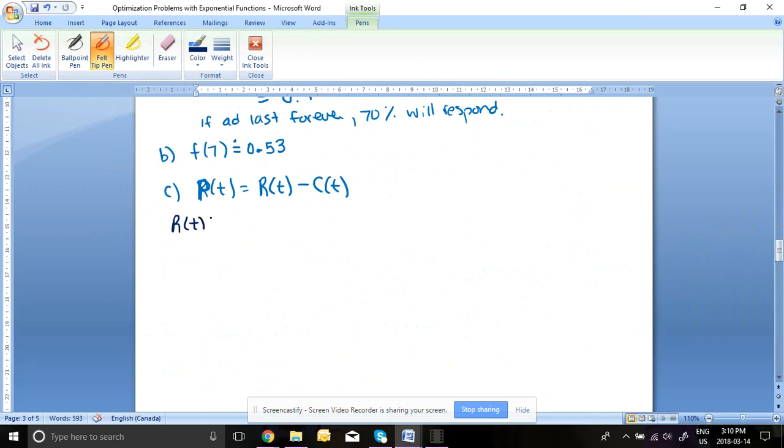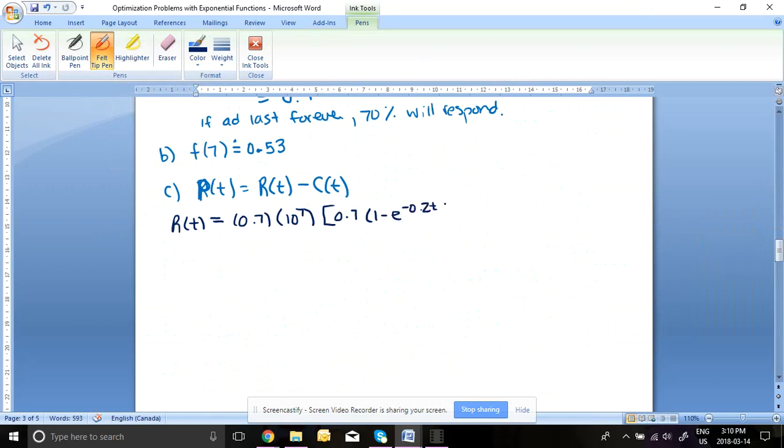So our revenue then is based on 0.7, which comes from 70 cents per customer, times our total number of potential customers, which is 10^7, times the proportion of them that will respond, which is based on f(t). So this is the f(t) function.